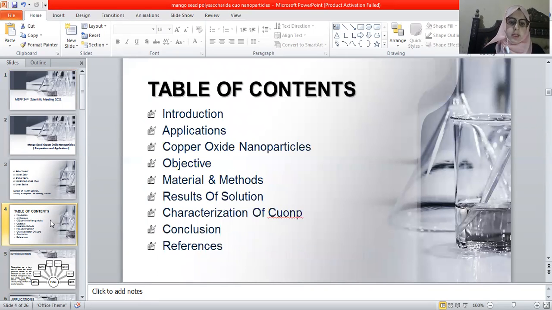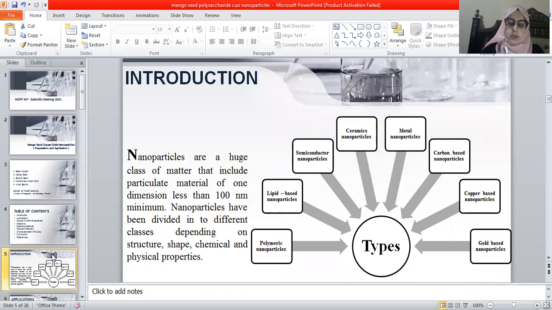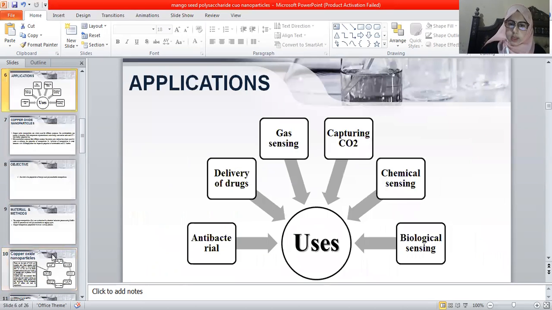This is the table of contents that I would cover during the presentation. First of all, as we all know, nanoparticles are a class of matter and they include particulate material with at least one dimension that is less than 100 nanometers. They are of different classes, depending upon their shape, their sizes, and their physical and chemical properties. They can be copper based, carbon based, gold based, metal and polymeric, etc.